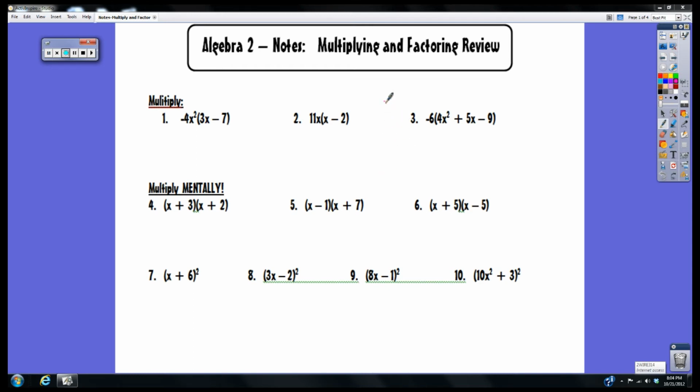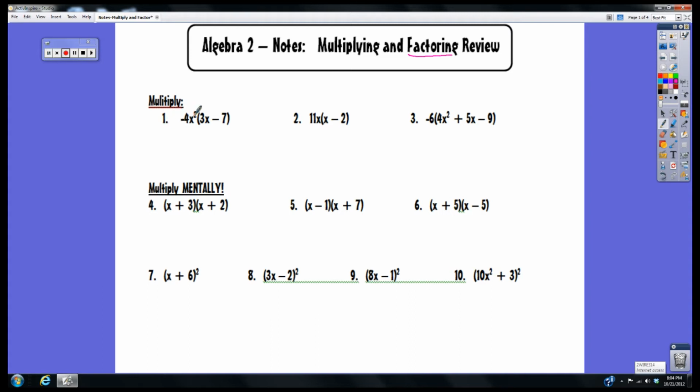Today is day 1 of many days of multiplying and factoring review from Algebra 1. Our main focus is going to be on factoring for most of the days, but today we're really going to be looking at mostly the multiplication process and patterns and recognizing different patterns. So let's just start off with our examples.